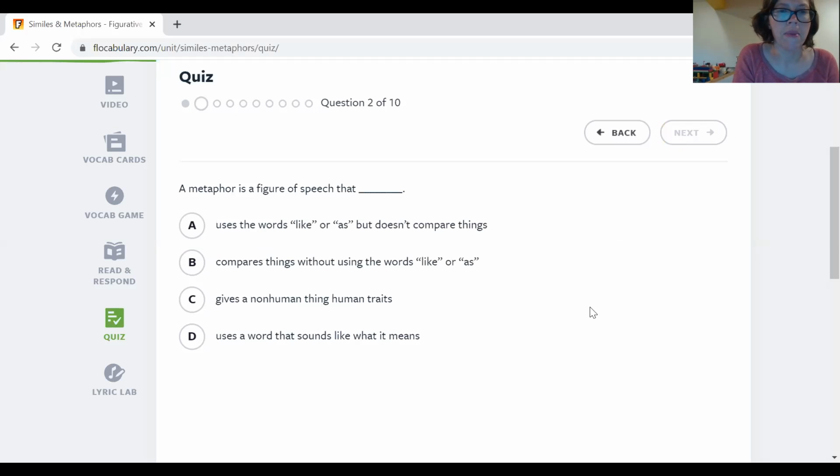Question 2. A metaphor is a figure of speech that: A, uses the words like or as, but doesn't compare things. B, compares things without using the words like or as. C, gives a non-human thing human traits. Or D, uses a word that sounds like what it means. All right, so write down the letter of what you think is the best answer.